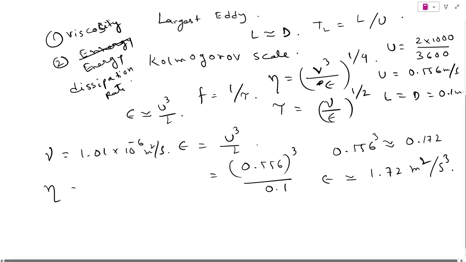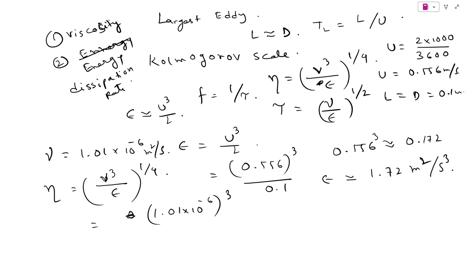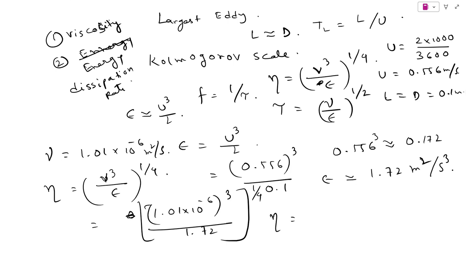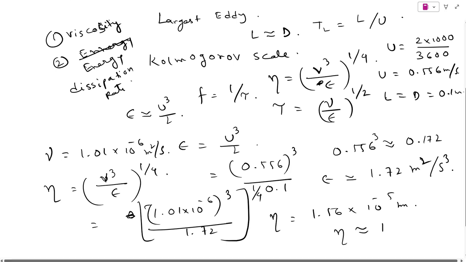Now, given the viscosity and the formula, substitute the values now. So after calculation, we are getting the result. So the smallest turbulent eddy size is 15 to 16 micrometers.